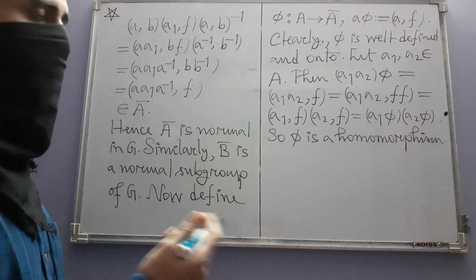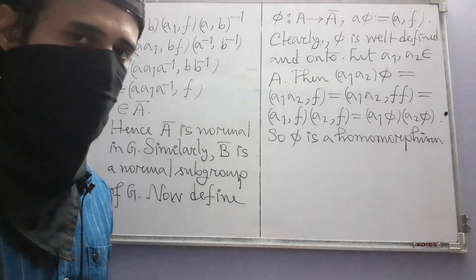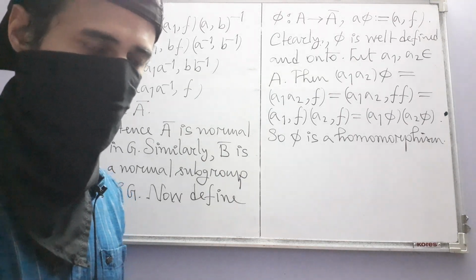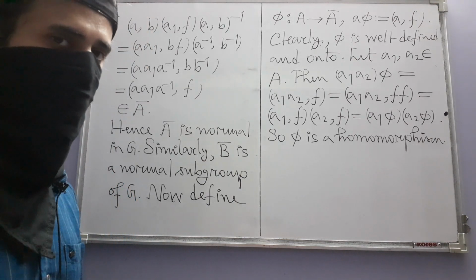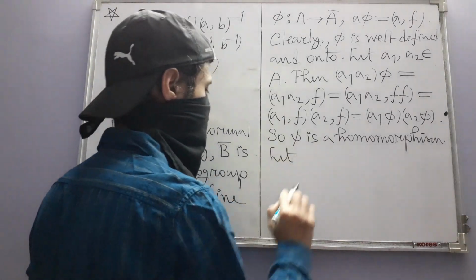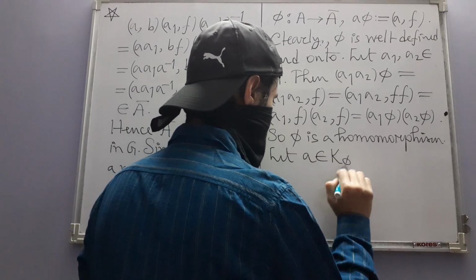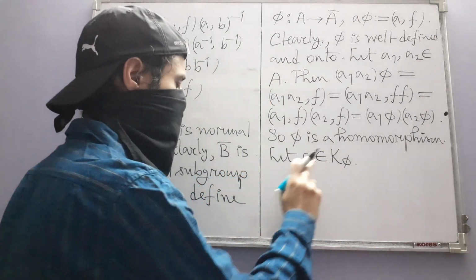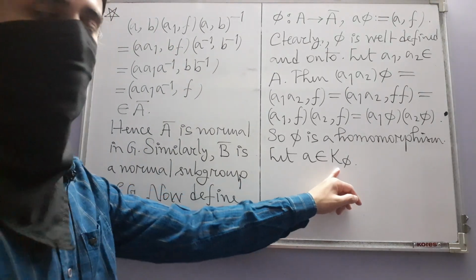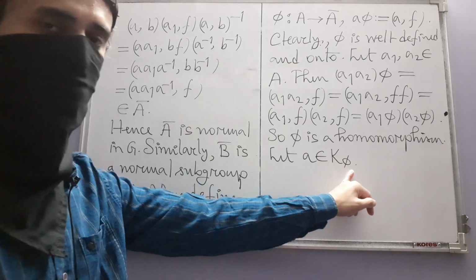That means it's an onto homomorphism. So all that is left for us to prove is that this is one-to-one as well. So let's see what the kernel of this is. Let A belong to the kernel of phi. If you remember, we decided to use this notation to denote the kernel of a homomorphism.